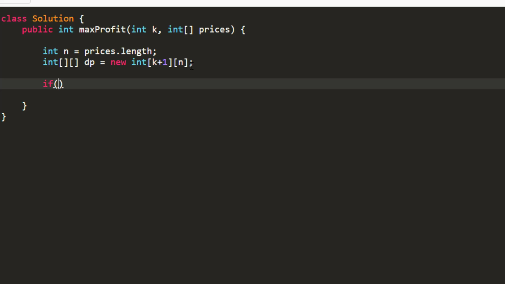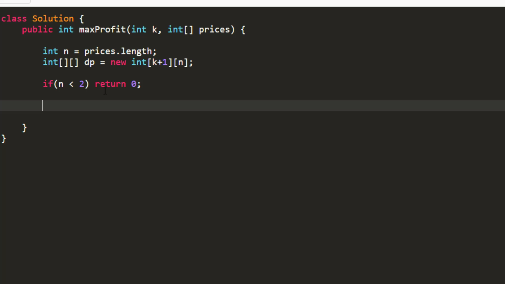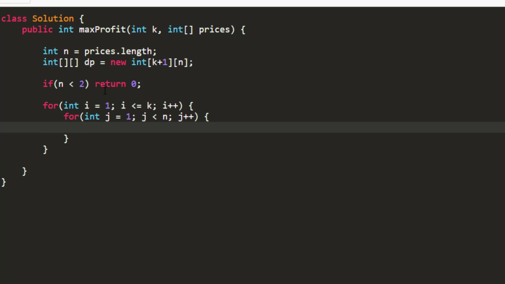Now let's write a base condition, that is where n is less than 2, which means we have this array of prices of length maximum 1. That means our profit is going to be 0 because we only have either 0 or 1 day. After that, we'll take a loop and fill the DP array. Over here, my DP of i j is going to be the maximum value of either the no transaction option or sell on the current day.